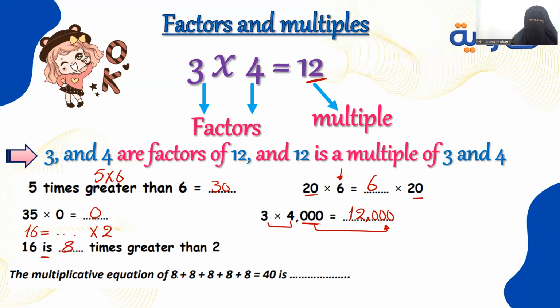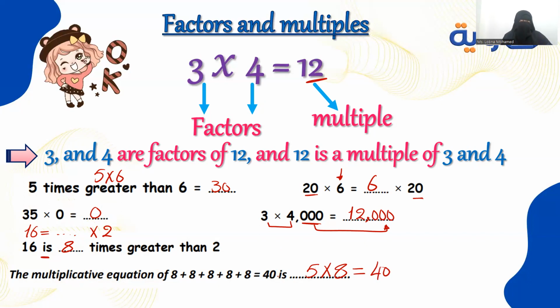The multiplicative equation of 8 plus 8 plus 8 plus 8 plus 8 equals 40 is... I want to change this one into a multiplicative equation. So you have to notice which number is repeated, and how many times is it repeated? Oh, 8 here is repeated, and how many times? 1, 2, 3, 4, 5. So it's gonna be 5 times 8, the number that is repeated, equals what? Equals 40, the same result.